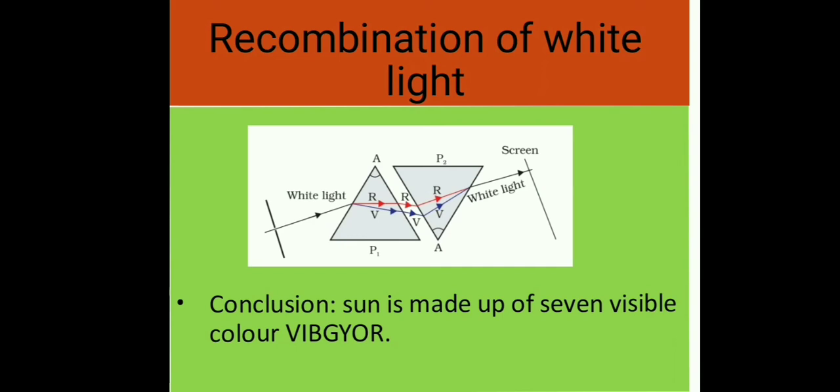He tried to split the spectrum of white light more by using another similar prism, but he could not get any more colors. Now, he repeated the experiment using the second prism in an inverted position with respect to the first prism. It allowed all the colors of his spectrum to pass through the second prism. He found white light emerges on the other side of the second prism. Then after the experiment, he concluded that sunlight is made up of 7 visible colors, VIBGYOR: violet, indigo, blue, green, yellow, orange, and red.